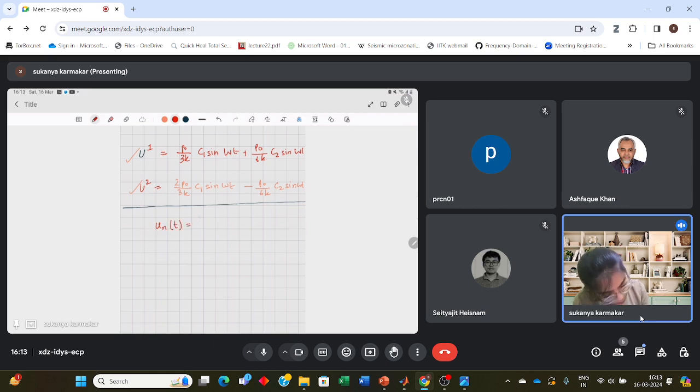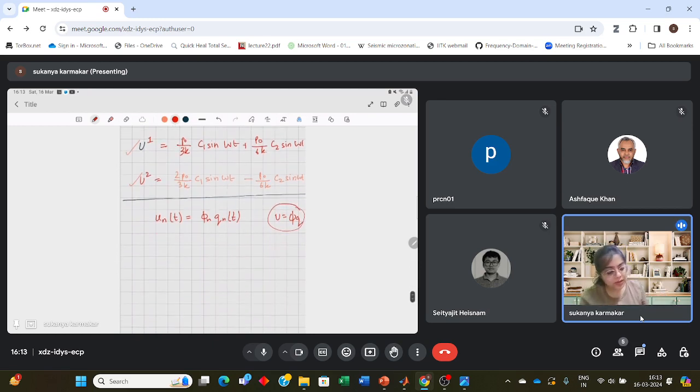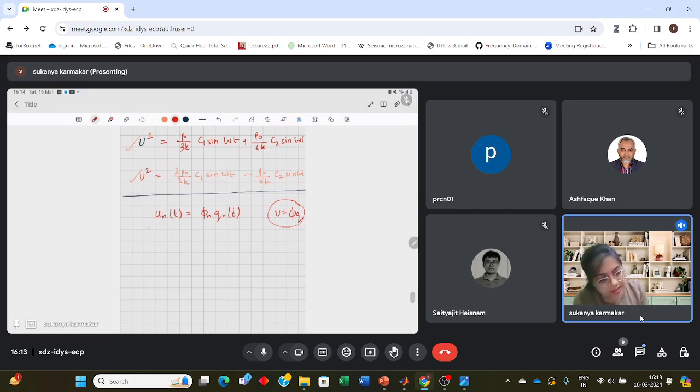u_n(t) is equal to phi_n q_n(t). We were writing u is equal to phi into q. This is a matrix notation, and here I've written it in the form of equations. So this is the contribution by the nth mode to u. It will come from q_n and phi_n, and you have to combine these modal contributions. Here n is the number of the mode. Basically you will have u1 coming from the first mode, u2 coming from the second mode, and if you sum up all these u's, you will get the total u, that is the nodal displacement.